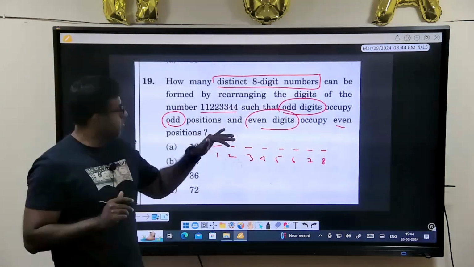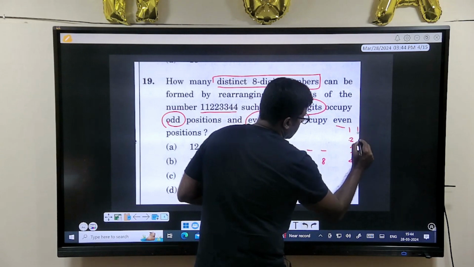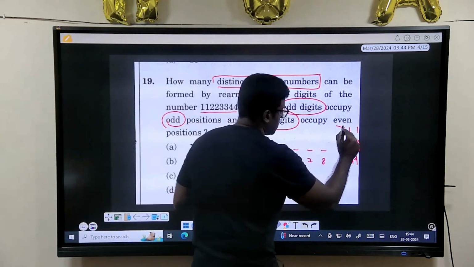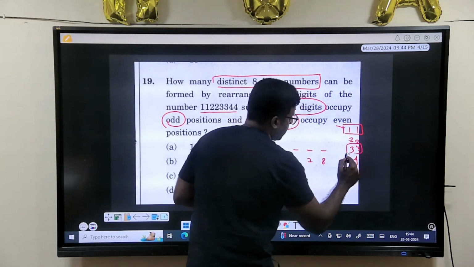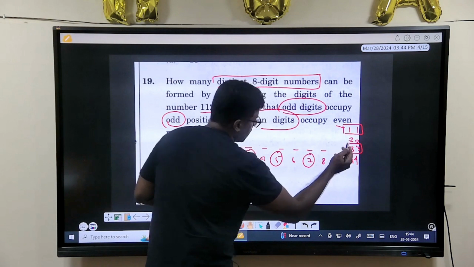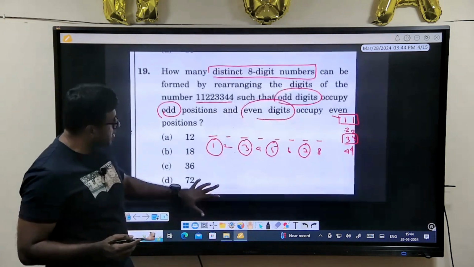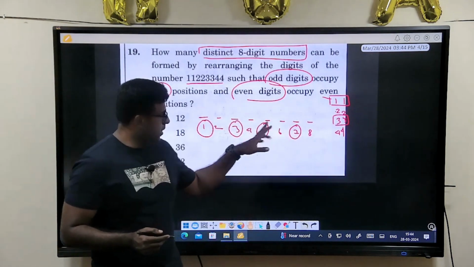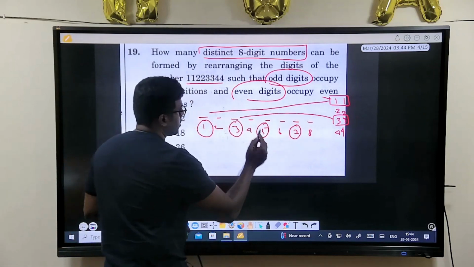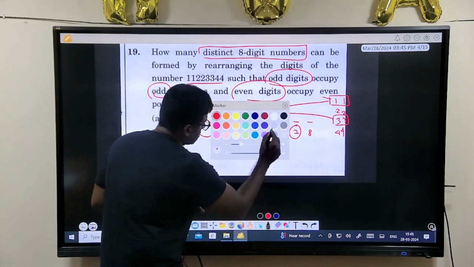So what they are talking about basically is that there are numbers like 1, 1, 2, 2, 3, 3, 4, 4. So there are 8 numbers. What they suggest is that odd numbers occupy odd positions, even numbers occupy even positions. So how we have to arrange is that in these 4 positions, you have to arrange these 4. It's very, very simple.